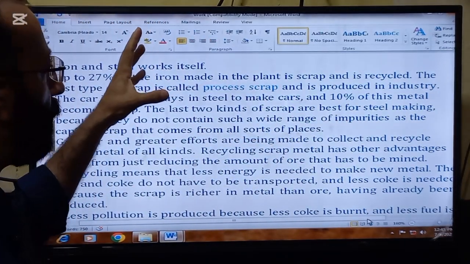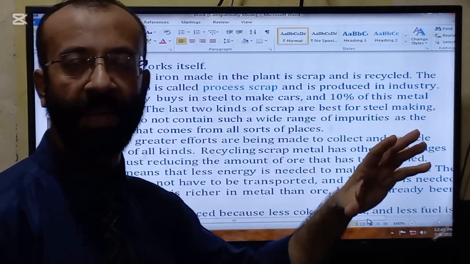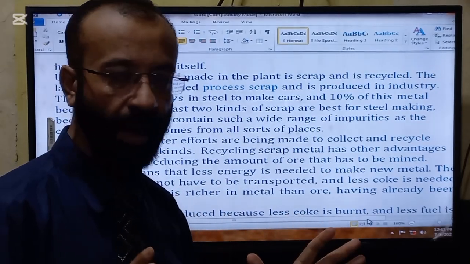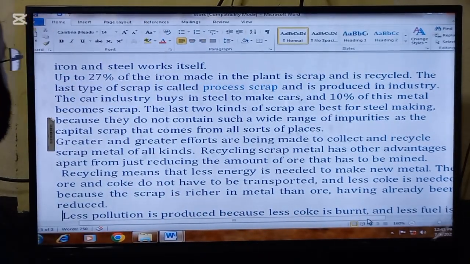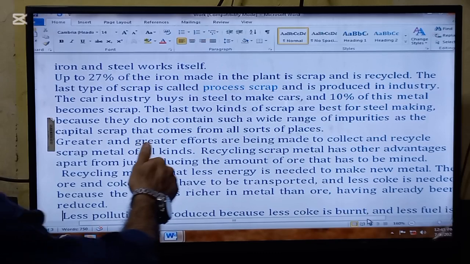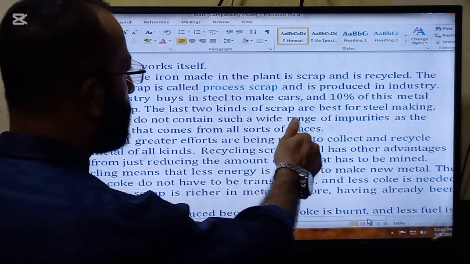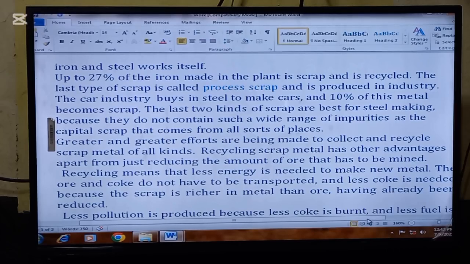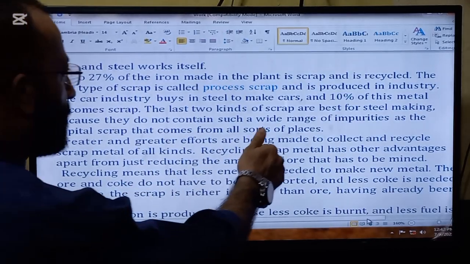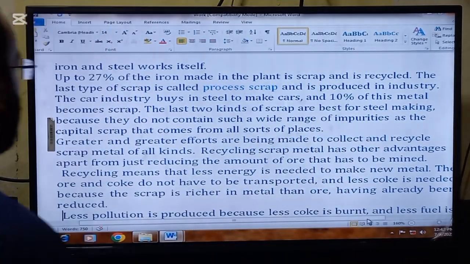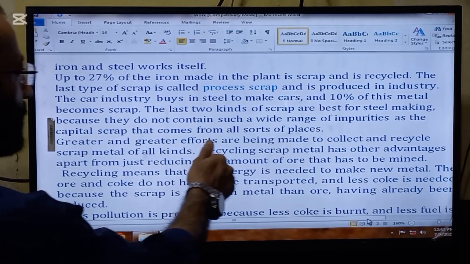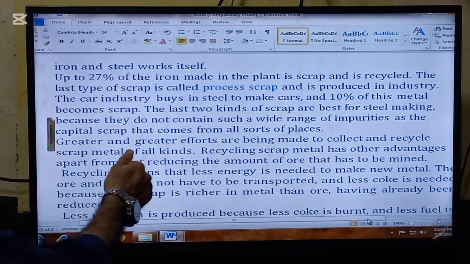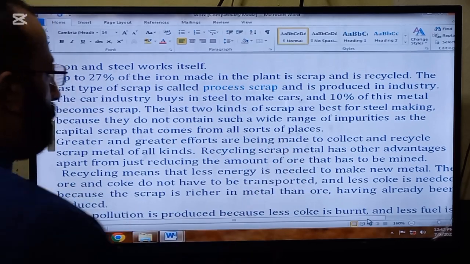And the first type was almost useless because the iron has done almost all its life. The car industry buys in steel to make cars, and 10% of this metal becomes scrap. The last two kinds of scrap are best for steel making because they do not contain such a wide range of impurities as the capital scrap that comes from all sorts of places.